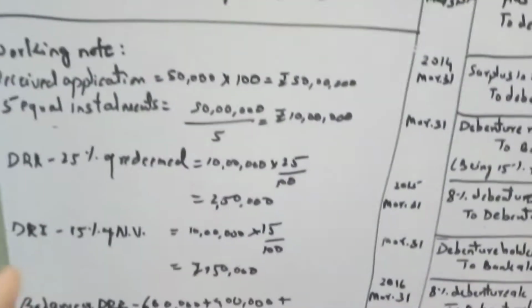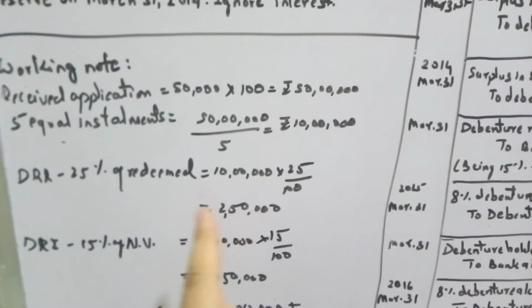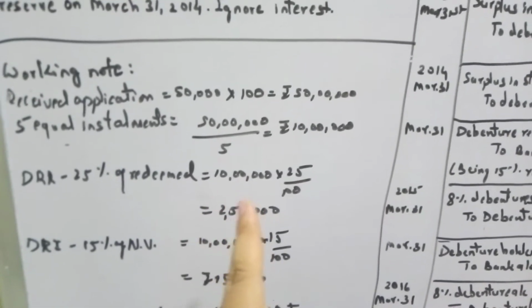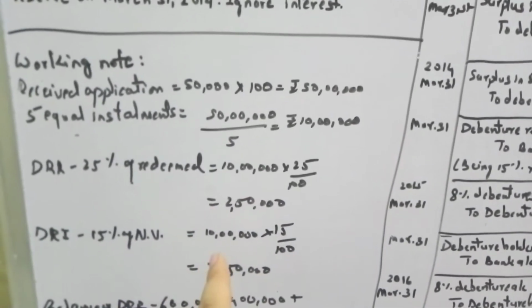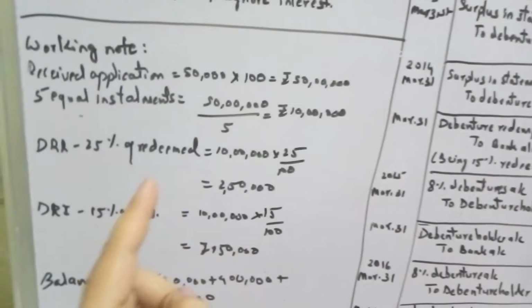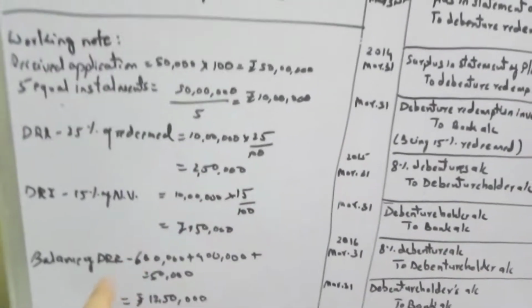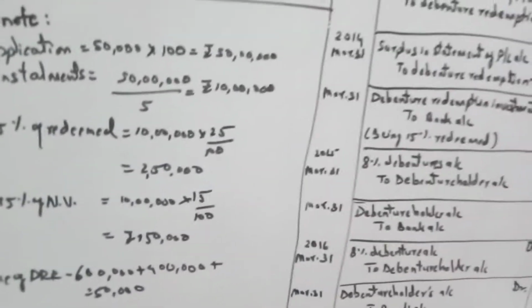So I have shown in the working note earlier that 25% of the redeemed value, that is 10 lakh, because yearly we are paying 10 lakh. So 25% of 10 lakh gives you 2,50,000. In the same manner, 15% of 10 lakhs gives you 1,50,000. So this we have already calculated. And the balance of DRR, I will explain to you in the video later.